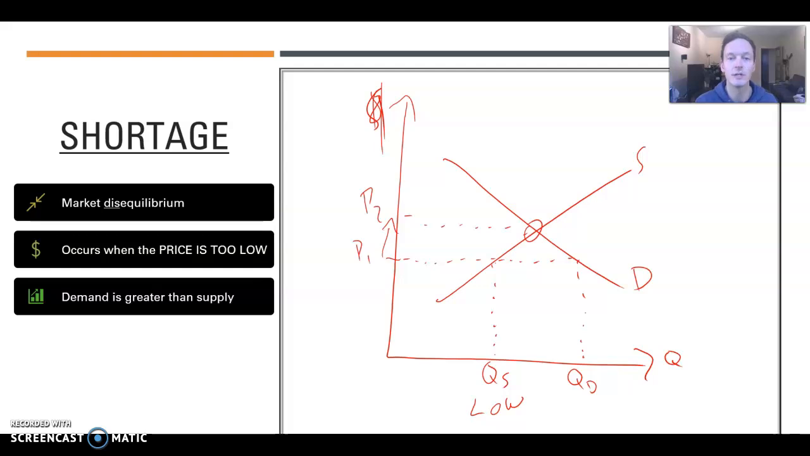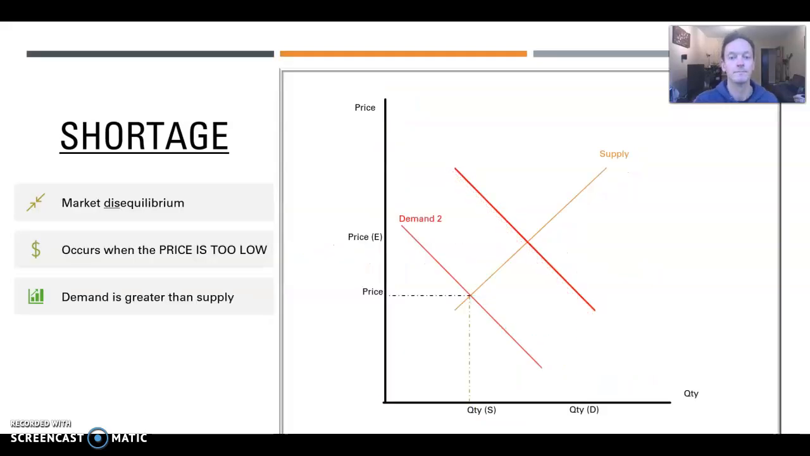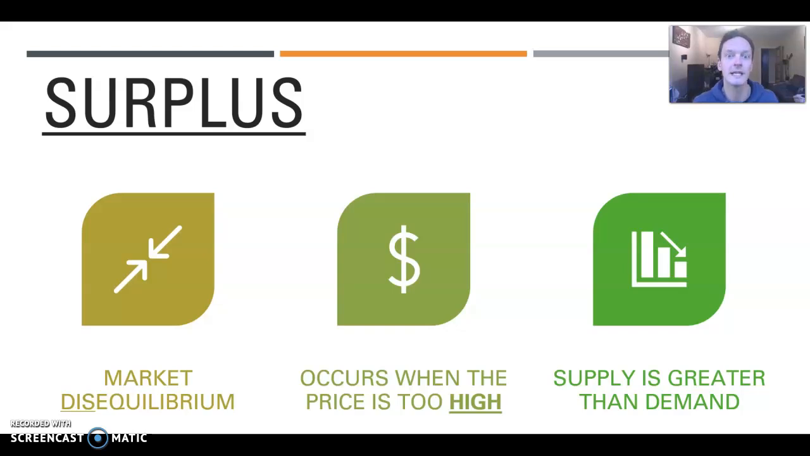Okay, so that's the situation of a shortage where the price is too low and all stock is selling out. Won't worry about that. Now we're going to get to surplus. Surplus is the other way around. So if a shortage is not enough, a surplus is too much.